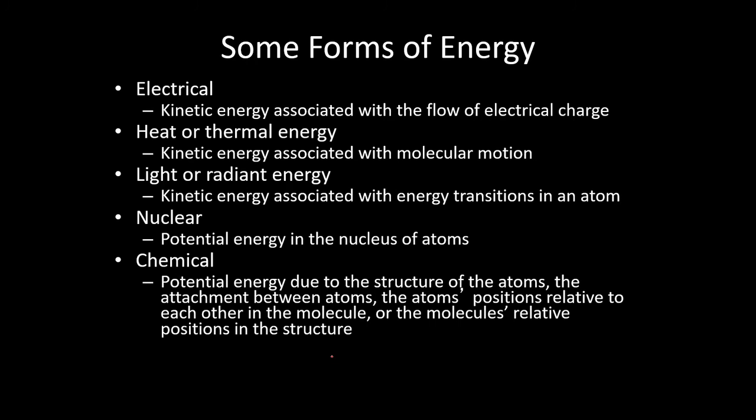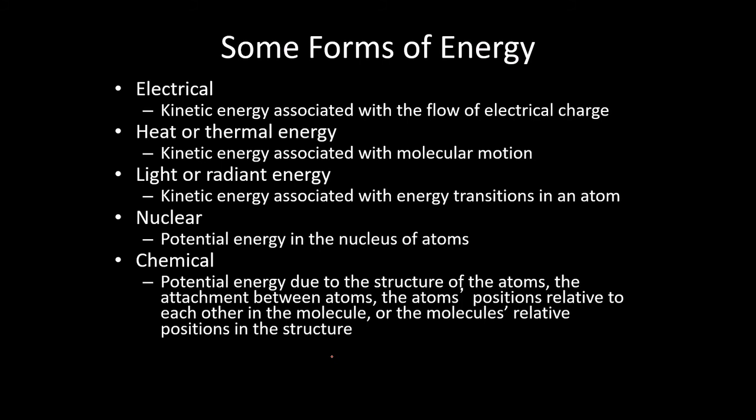So a few other different forms of energy here, just briefly to mention these. We're not really going to get into them too much throughout the rest of the chapter. But there is also electrical energy. This is kinetic energy associated with electrons flowing. There's heat and thermal energy, which we will talk about a lot in this chapter. And this is energy associated with molecular motion. Light is also a form of energy. This is kinetic energy associated with energy transitions in atoms.